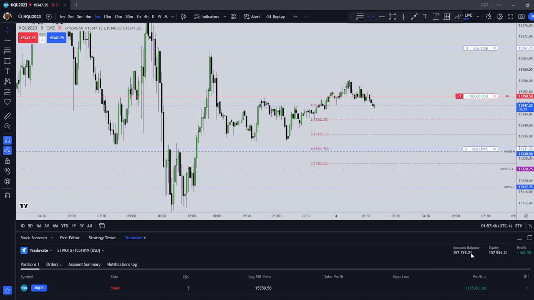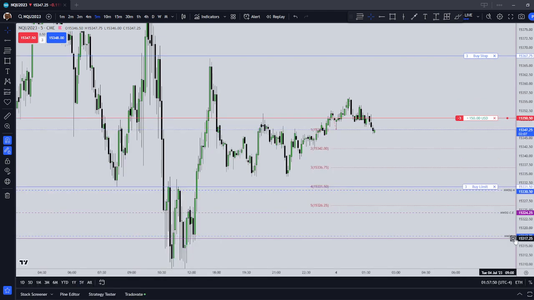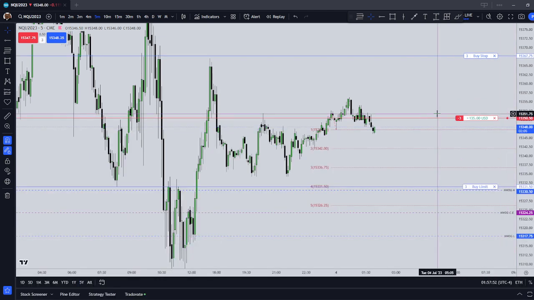We have to make it to $159,000. That's our remaining objective. This may be the day that gets us there. It could be tomorrow. Might be the next day. So what's the trading setup here?